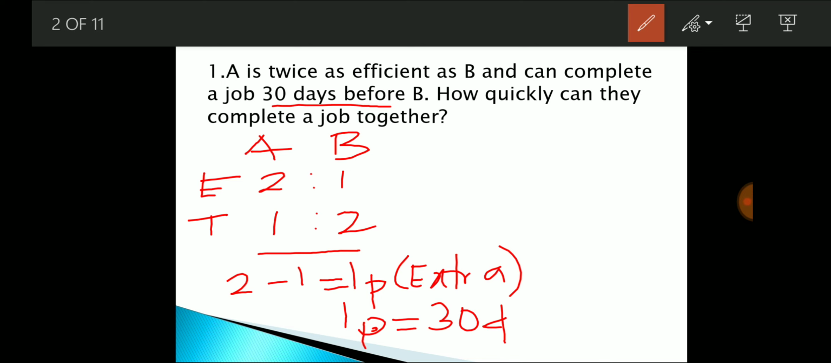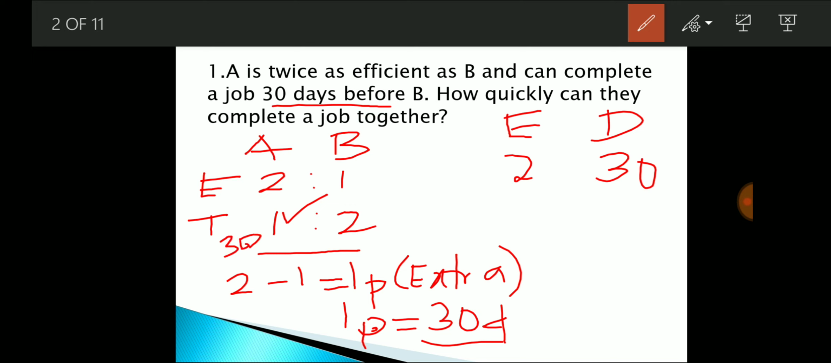So we know, with efficiency as 2, A takes only one part of the time, and we know one part is 30 days. So with efficiency as 2, A takes 30 days to finish the work. It is very clearly given that the difference between them is one part, which is 30 days. And on the other side, A is taking only one part of the time, which means A takes only 30 days to finish the work, while B would take 30 days more because it is 2 parts. So it's going to be 60 days for B.